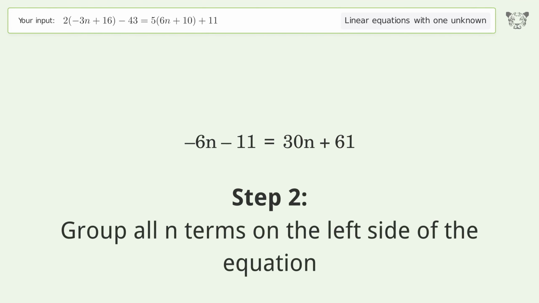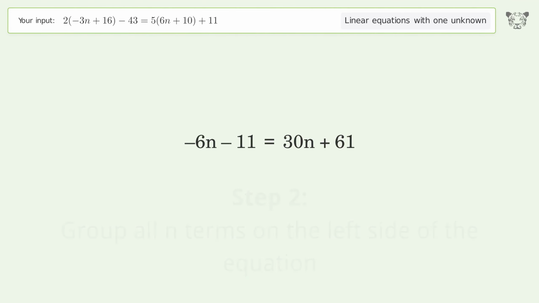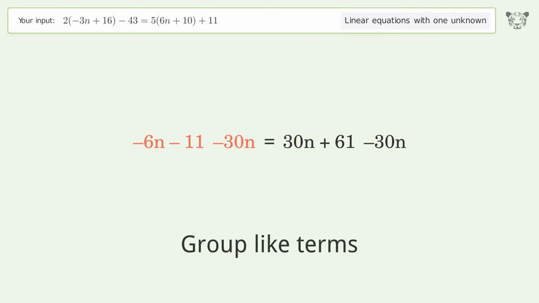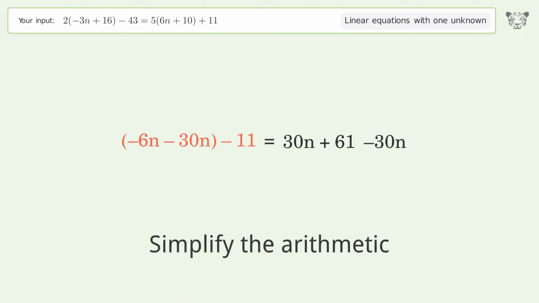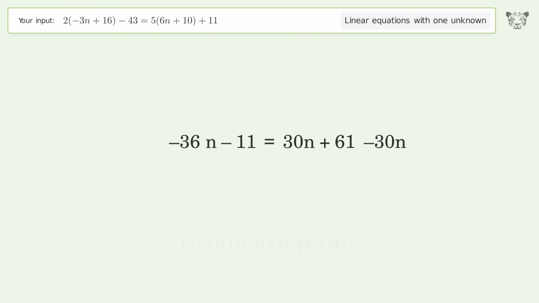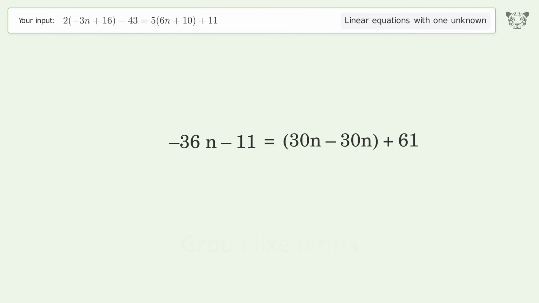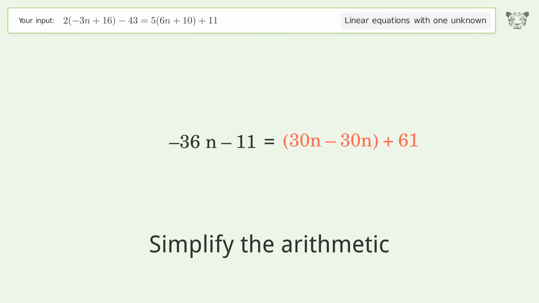Group all n terms on the left side of the equation. Subtract 30n from both sides. Group like terms. Simplify the arithmetic. Group like terms. Simplify the arithmetic.